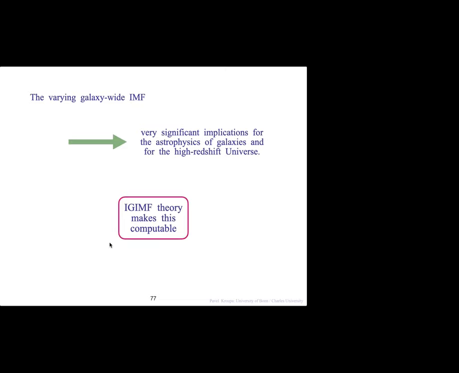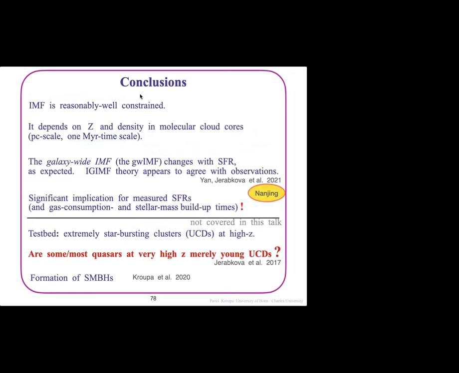And these are now my conclusions. What I covered is up here. And down here, I did not cover in this talk. The implications for the very high redshift universe are concerning quasars. There's a nice paper by Teresa Irapkova on this. And also, in fact, we can understand the formation of supermassive black holes very nicely within this framework. So thank you for listening.